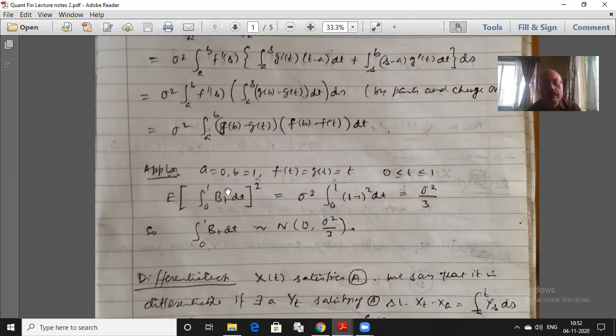So I simply evaluate the right hand side integral. In this case, this will be sigma square times the integral from 0 to 1 of (t minus 1) whole square dt. So basically I have sigma square by 3. And I already know that this integral has 0 mean. So the integral from 0 to 1 of Bt dt will follow a normal distribution with 0 mean and variance sigma square by 3.